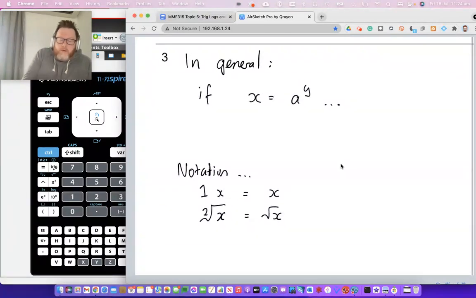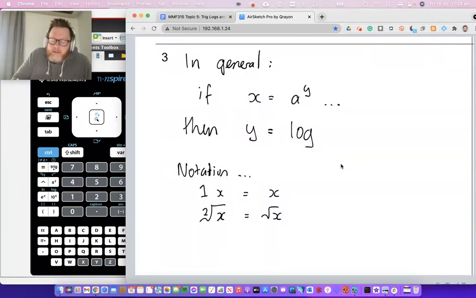So this is how we define the logarithm. We say in general, if x is equal to some base a to the power of y, then we define the power as equaling log base a of x. Now this is really important to note that if I have x equals 2 to the power of y, then I'd have log base 2 of x equaling y. If I had x equals 3 to the power of y, that would be y equals log base 3 of x, and so on. So you're going to have a whole series of operations depending on what the value of a is.